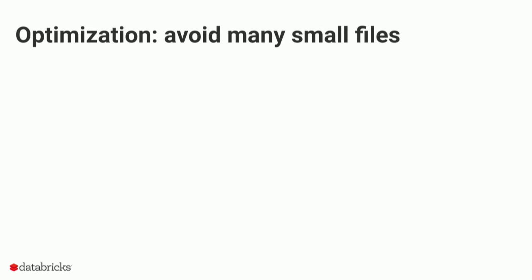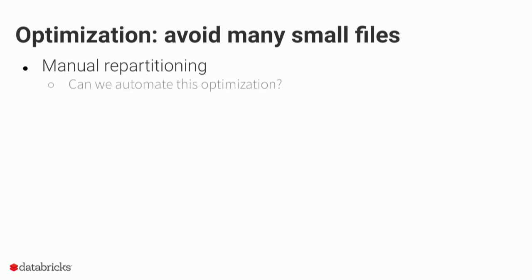But coming back to my original problem of having many small files, you can do manual repartitioning. You can just go to your data and just tell everybody, okay, do not touch it, I'm going to be repartitioning our data to solve this issue.